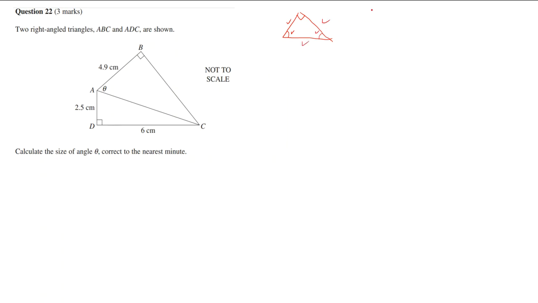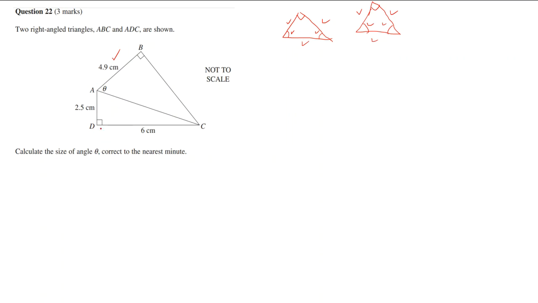If that is not given to you, then for a right angle triangle you need to have at least two sides given to you. If you know the value of any two sides, then you can work out everything else, all the angles and the remaining side as well. The problem with ABC is that you're only given one thing, which is just the length of AB. You're not given another angle. So you can't directly work out theta here.